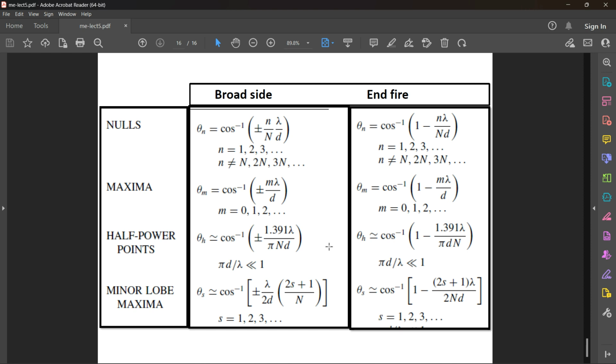So this is the difference, how the phase has been changed with the broadside and endfire array. Everything is based on the array factor only. So the broadside arrays have equal amplitude and equal phase, and the endfire arrays have equal amplitude and opposite phase. That's why this phase change is occurring.